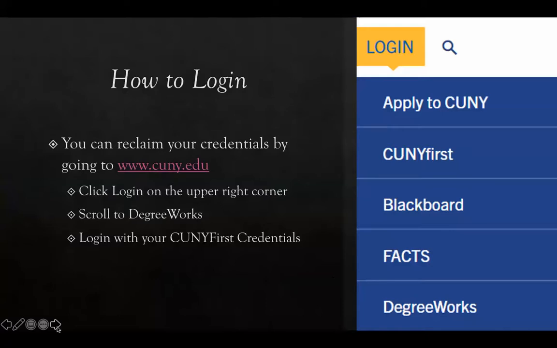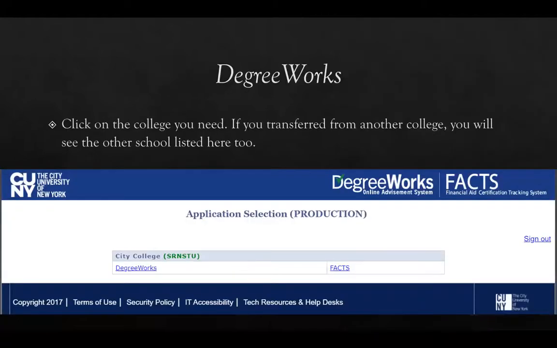So you can claim your credentials by going on www.cuny.edu and click on the login on the upper right corner and scroll down to DegreeWorks. So it looks something like this. Log in with your CUNY first credentials. Once you log in, the page should look like this. And you have to click on DegreeWorks.